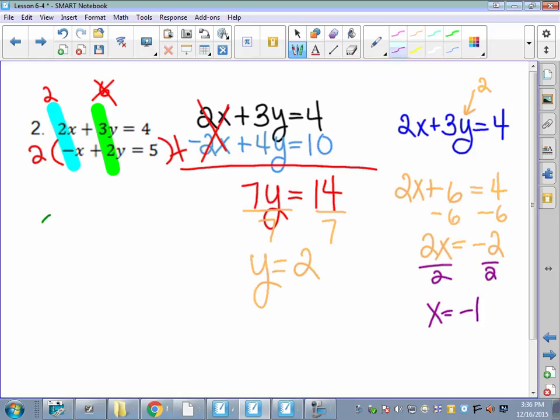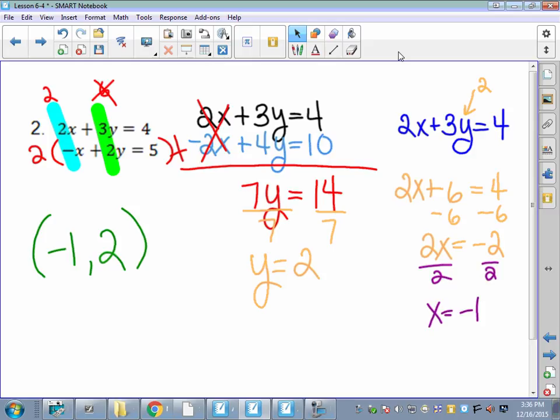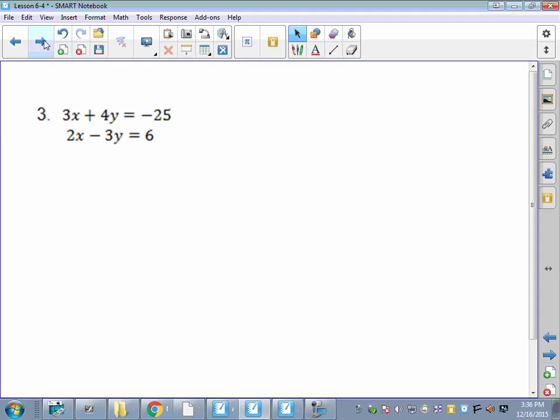Write my answer as an ordered pair. My x value is negative 1. Y was 2. So negative 1, 2 is my answer on that one. Let's do one more just for good measure. Let's do one that we have to multiply both of the equations. So it's your option, whatever one you like better.